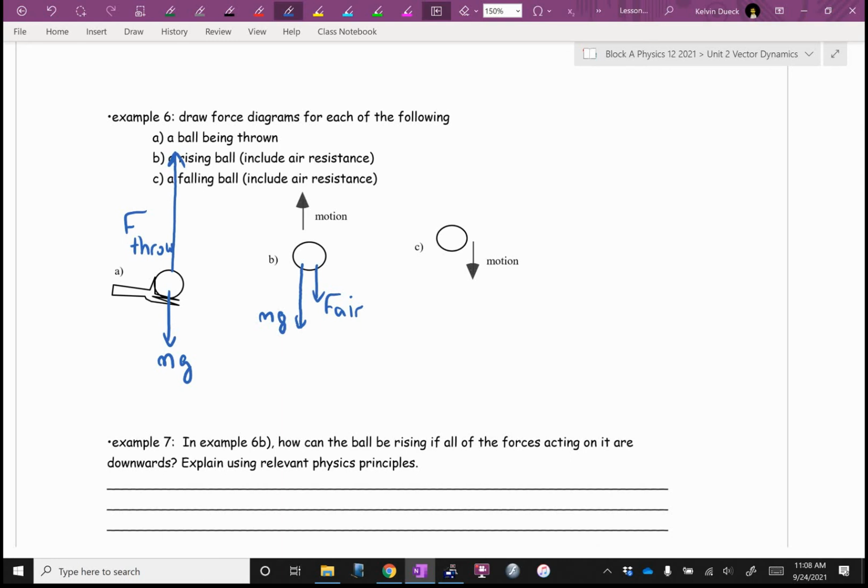C, on the way down. What are the forces acting on it? Get the obvious one. Yep. What else? Pointing up, bigger, smaller, the same size as mg? I think so. Now, the question would actually need to tell you something like, it's still accelerating. Well, then I know it's smaller. Can air resistance ever be the same size as mg?